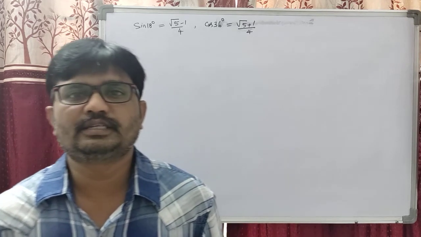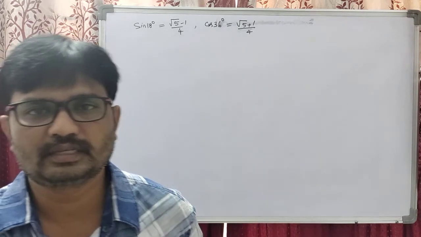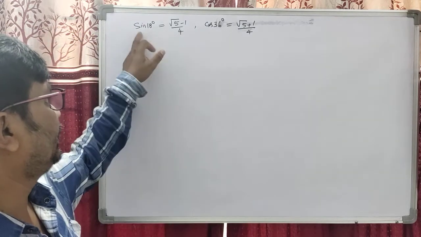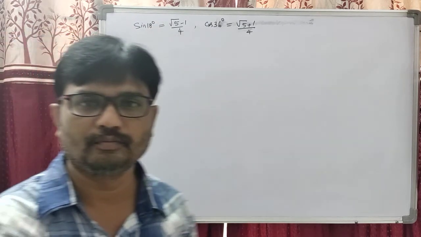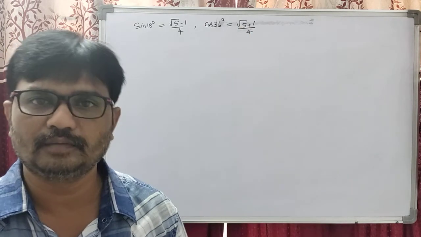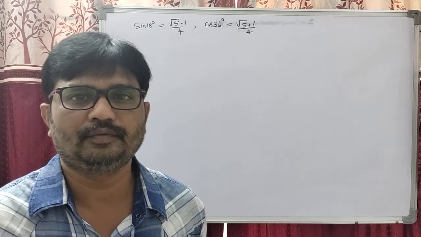Good morning, students. In the previous class, we discussed the value of sin 18 degrees, which is (root 5 minus 1) by 4. And also cos 36 is (root 5 plus 1) by 4.